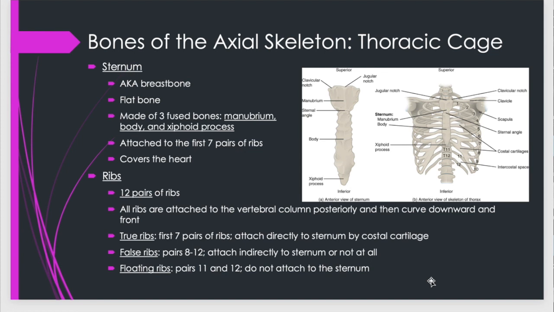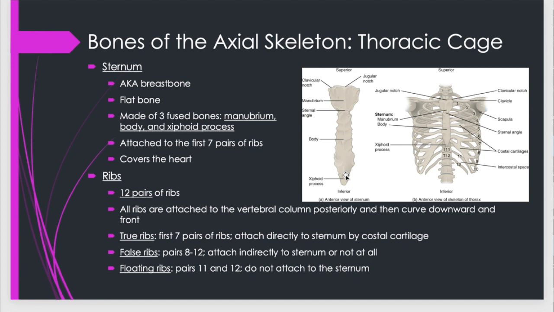If we continue on with bones of the axial skeleton, look at the thoracic cage. You have your sternum, commonly referred to as the breastbone. It is a flat bone, and there's 3 parts to it. Up here we have the manubrium, the body, and then down here we have the xiphoid process.